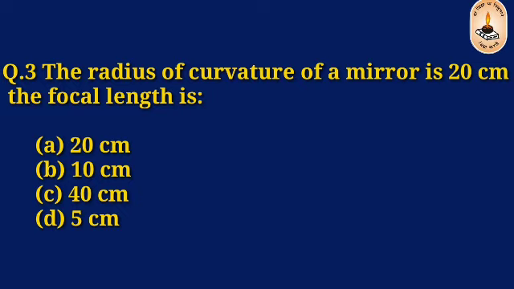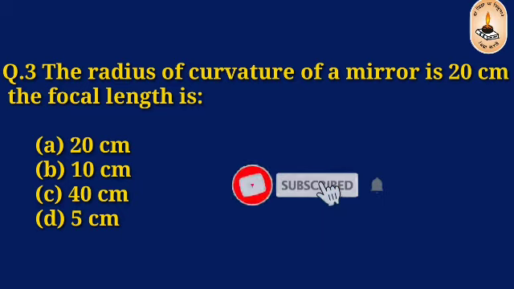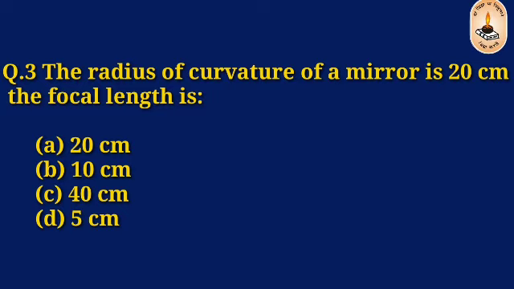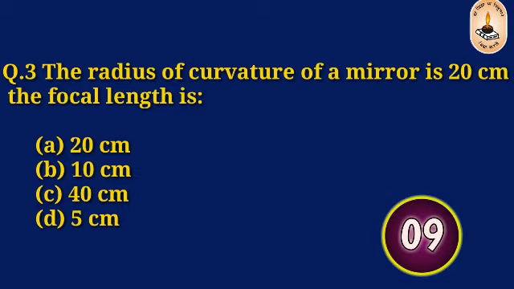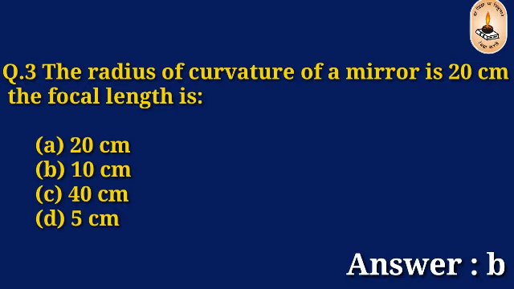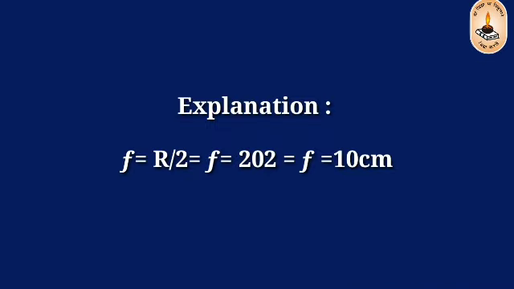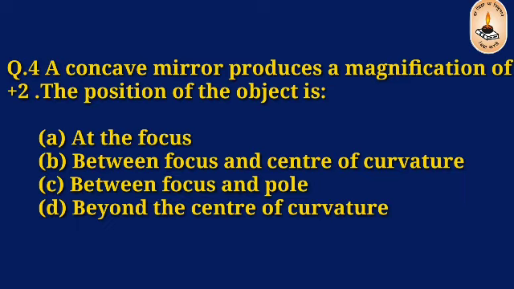Question number 3. The radius of curvature of a mirror is 20 cm. The focal length is 20 cm, 10 cm, 40 cm, 5 cm. The right answer is B, 10 cm. Explanation: F is equal to R by 2. F is equal to 20 upon 2, that is 10 cm.